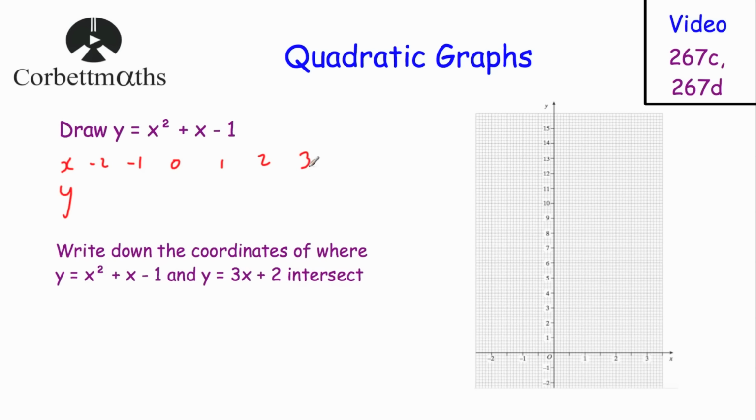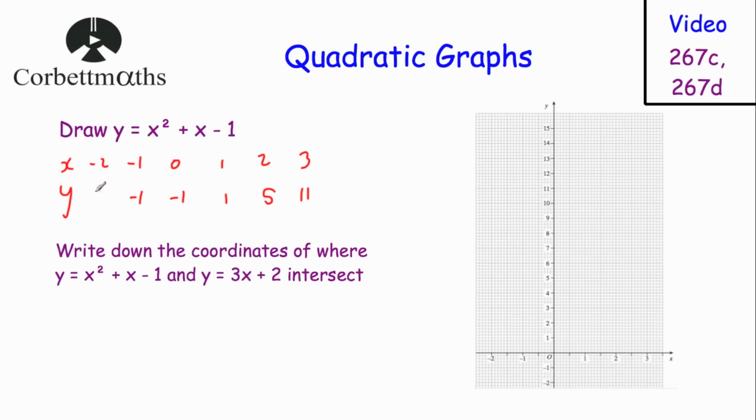So looking at 3, we're going to do 3 squared, which is 9. Then we're going to add 3, which is 12, take away 1, which is 11. 2 squared is 4, plus 2 is 6, take away 1 is 5. Whenever x is equal to 1, 1 squared is 1, plus 1 is 2, take away 1 is 1. 0, 0 squared is 0, plus 0 is 0, take away 1 is -1. Next, -1 squared is 1, plus -1, well, 1 plus -1 is 0, take away 1 is -1.